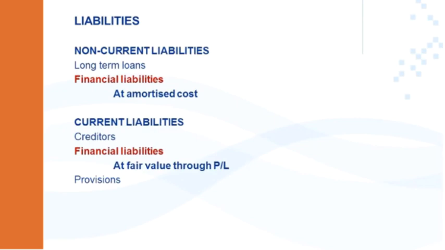Under liabilities, non-current liabilities as well as current liabilities, there is a new line item representing financial liabilities. Categories under these items include at amortized cost and at fair value through profit or loss.